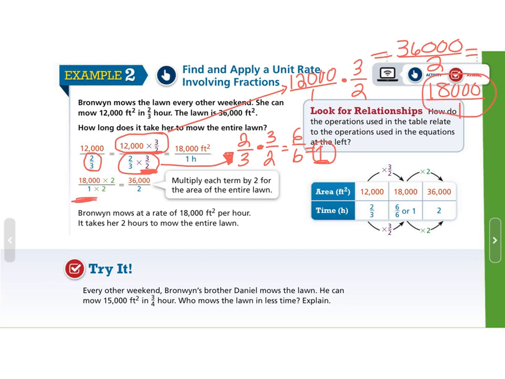Then they went ahead and said, well, the lawn is 36,000 square feet, and you can see up here at the top where we already did that, I multiplied both of those parts by 2 to see that in order to mow all 36,000 feet, it takes her 2 hours to do that. Okay, another way to do this is to take a look over here at the table. They did the exact same thing in the table, but instead of using the ratio setup, they just set it up and used the idea of equivalent ratios where they multiplied both the top row and the bottom row by the same things to make them equivalent.